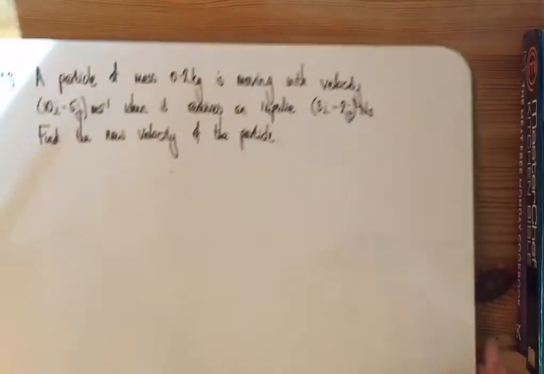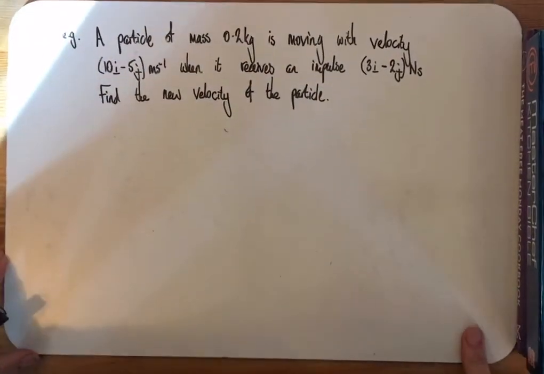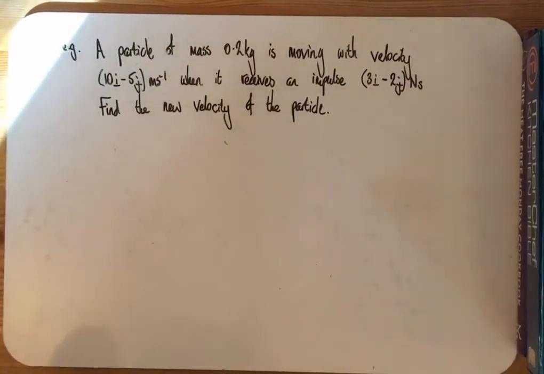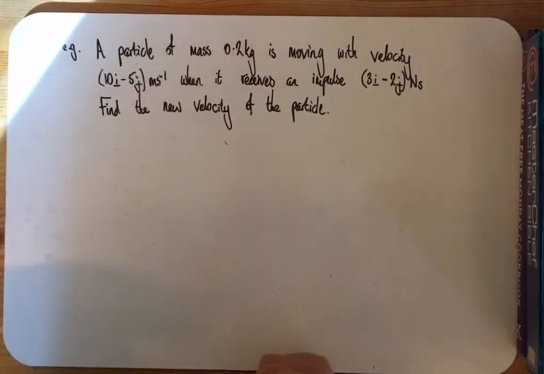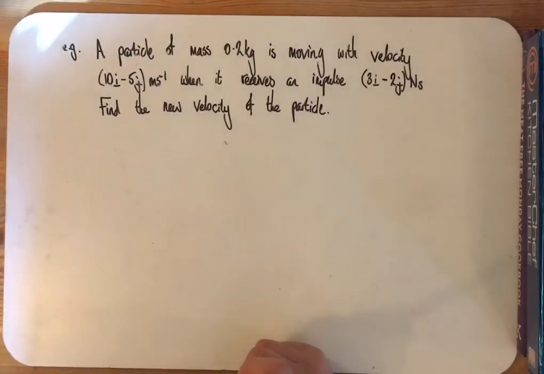So the first one, a particle of mass 0.2 kilograms is moving with velocity 10i minus 5j meters per second when it receives an impulse of 3i minus 2j Newton seconds, and we want to find the new velocity of the particle.